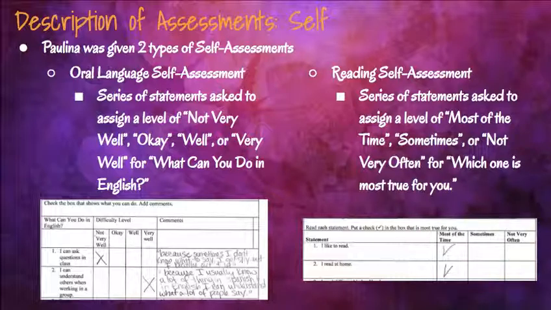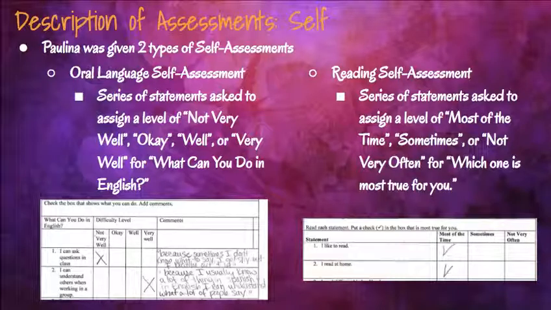For the next assessment, this was Paulina's self-assessment, which I really got a lot of information from. Paulina was given 2 types of self-assessments. The first was an oral language self-assessment, and the second was a reading self-assessment. The first one was a series of statements asked to assign a level, not very well, okay, well, or very well, to what can you do in English.